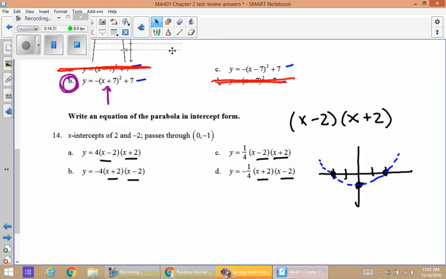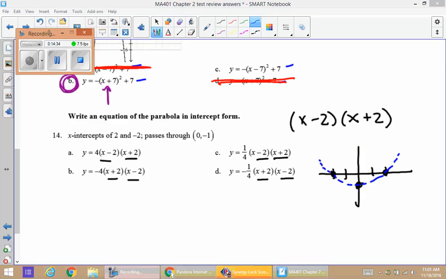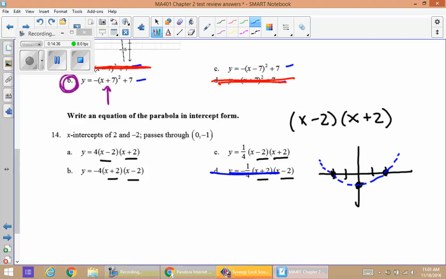So if it's opening that way, it is not negative. Oh, whoops, I need to get my pen. It's not negative, not negative. Okay, now we need to know if it's 1/4 or if it's 4. And you just really don't know, do you, until you pick a point to plug in. So what I would do is I would plug in 0 and see. So right here, let's pick this one first.